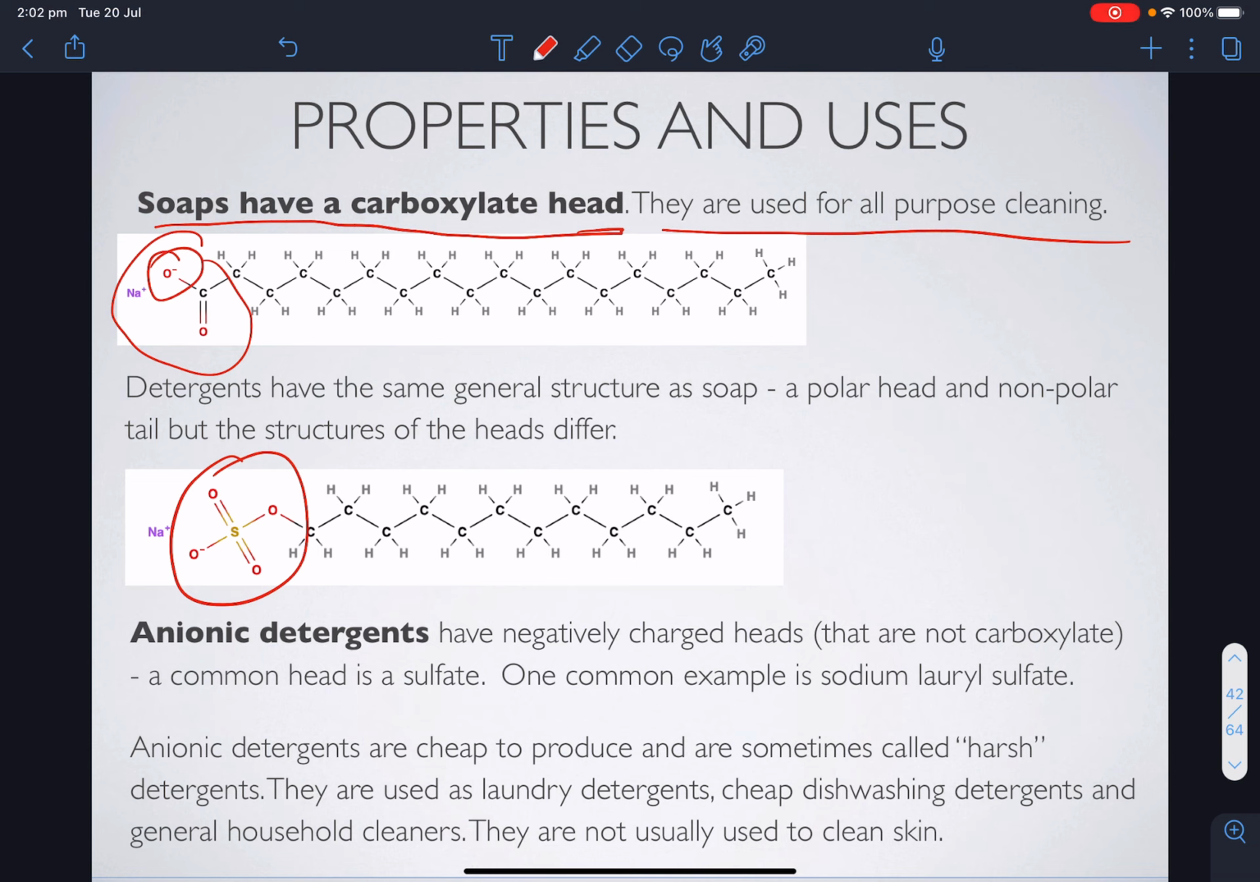So they're used as laundry detergents, cheap dishwashing detergents, we'll get to the better ones, and general household cleaners. They're not usually used to clean skin, okay? Sometimes you might see them listed in the ingredients of some other products, but it's usually just a tiny amount, very low down the list. But ones that have mainly these detergents are very harsh.